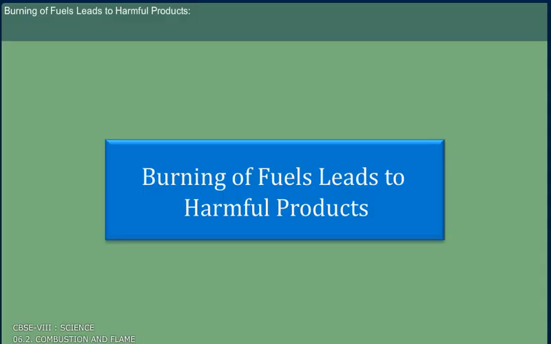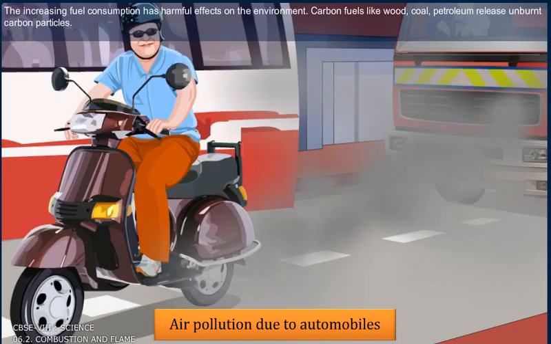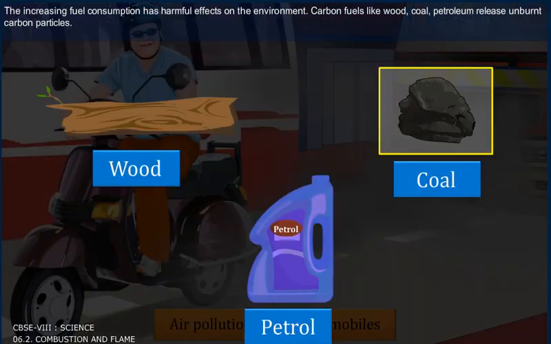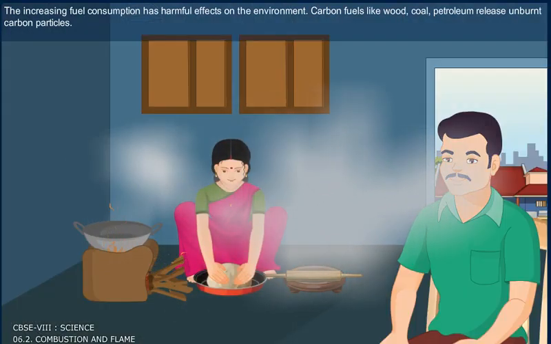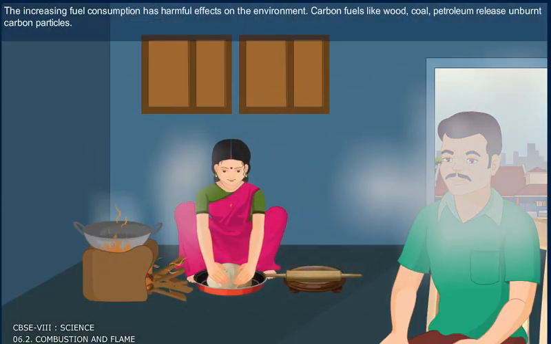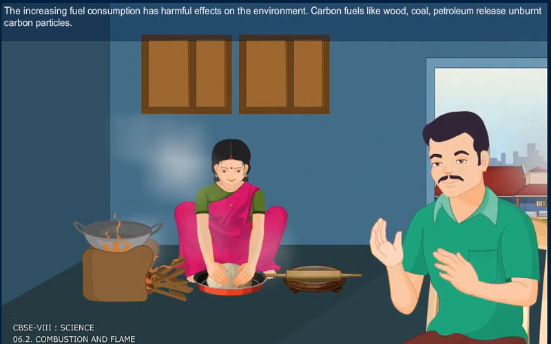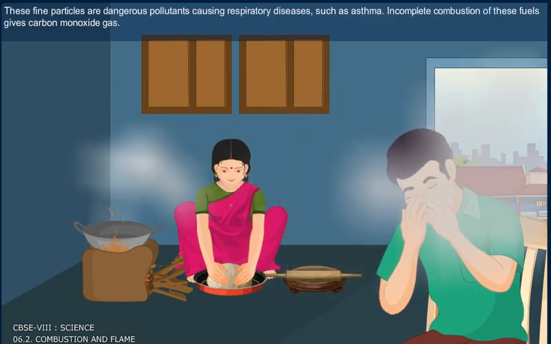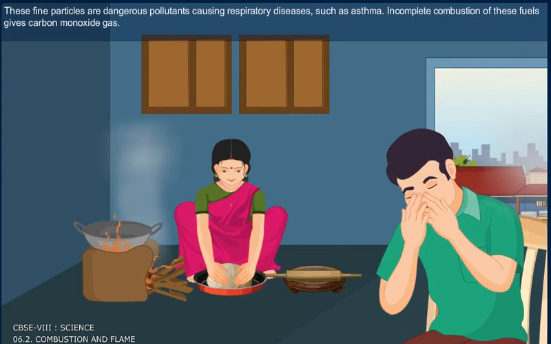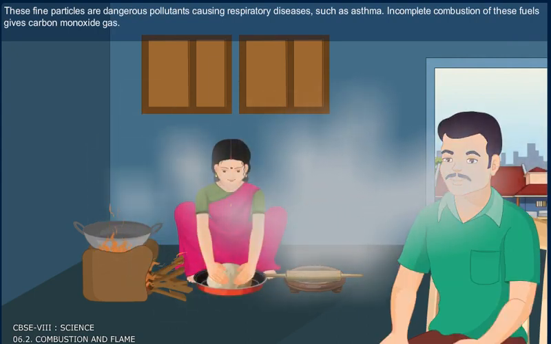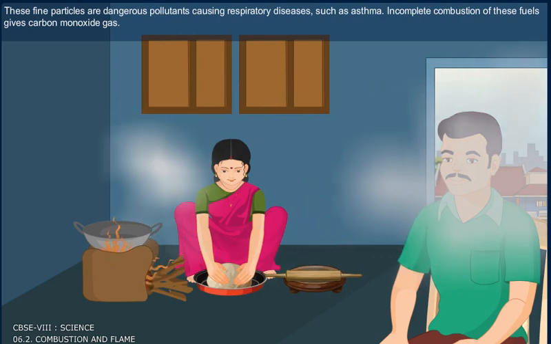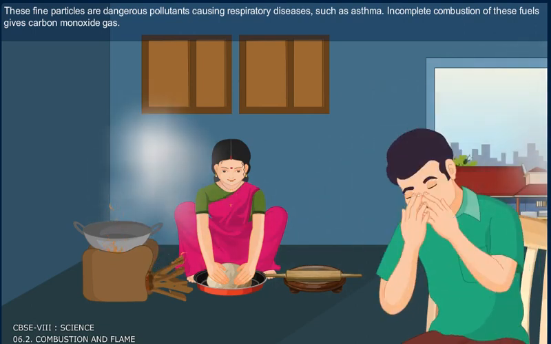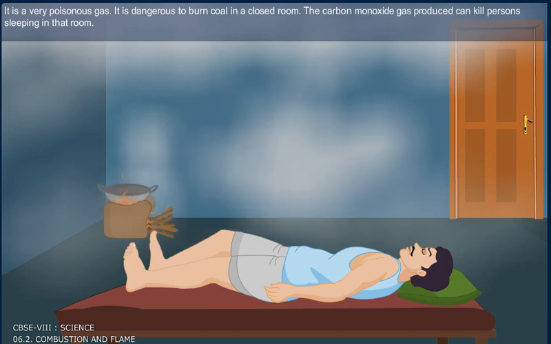Burning of fuels leads to harmful products. The increasing fuel consumption has harmful effects on the environment. Carbon fuels like wood, coal, petroleum release unburnt carbon particles. These fine particles are dangerous pollutants causing respiratory diseases such as asthma. Incomplete combustion of these fuels gives carbon monoxide gas. It is a very poisonous gas.